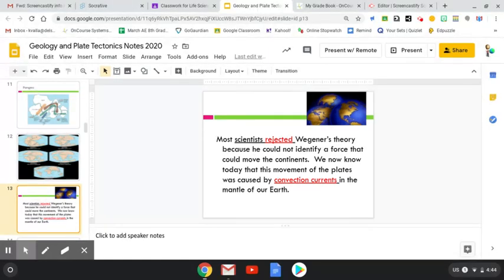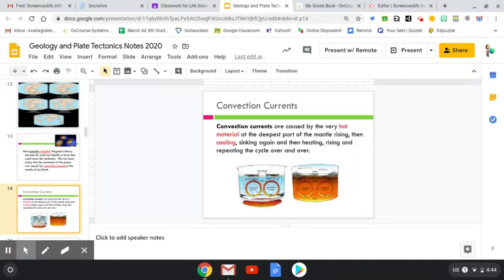We now know today that this movement of the plates is caused by something known as convection currents in the mantle of our Earth. So I usually talk to you guys about boiling water. If you're taking a really hot shower and all the doors are shut in your bathroom, and then you open up the door, the steam is going to kind of move, right? Is there more steam up or is there more steam down? Well, typically heat is going to rise and cool air is going to sink, right? So that's why the steam is always up in the bathroom as opposed to down low by your feet.